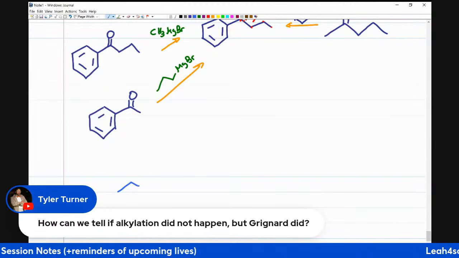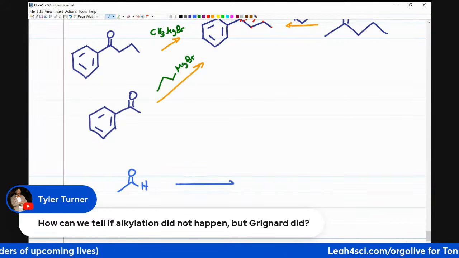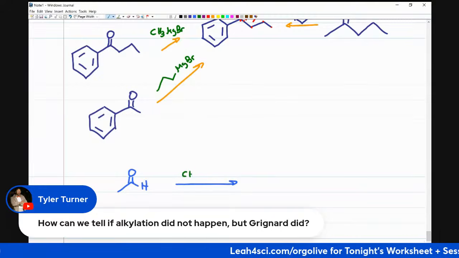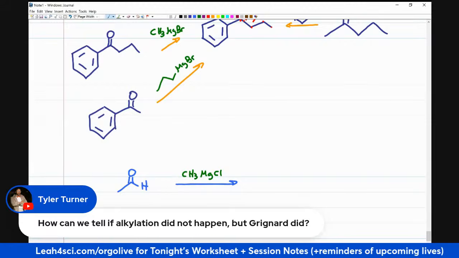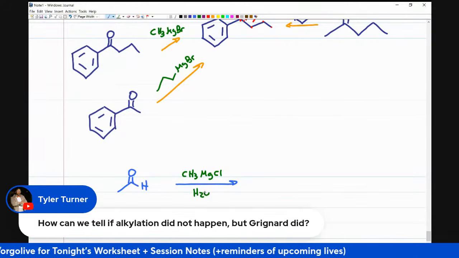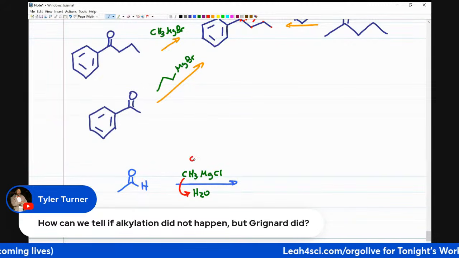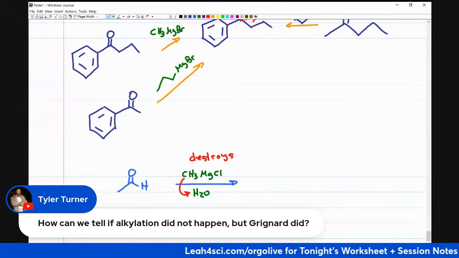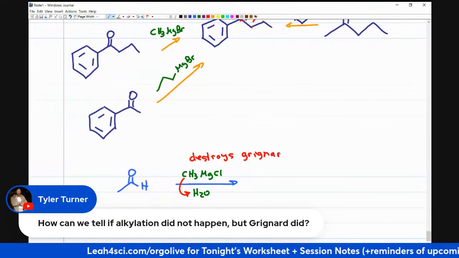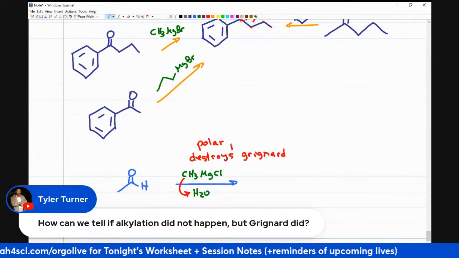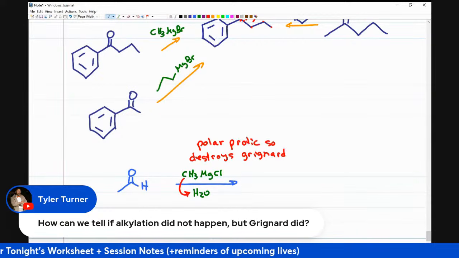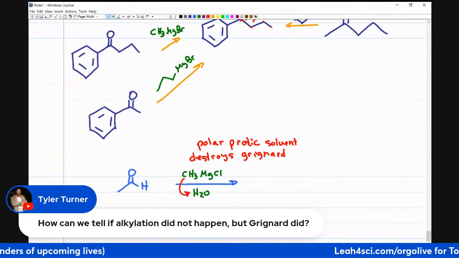Let's say I have a reaction that looks like this, and I don't realize that my CH3MgCl needs to be dissolved in ether, and instead I put it in H2O. The Grignard, being very reactive, is not going to attack the aldehyde. The Grignard is going to attack the water, and that'll destroy the Grignard. So the key here is a polar protic solvent. This is a term you should remember from your SN2 reactions. A polar protic solvent destroys the Grignard and cannot be used.